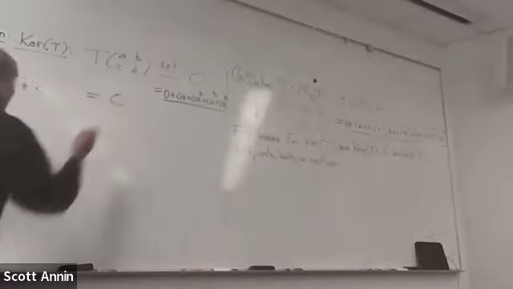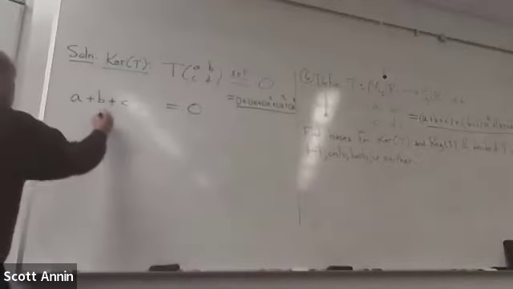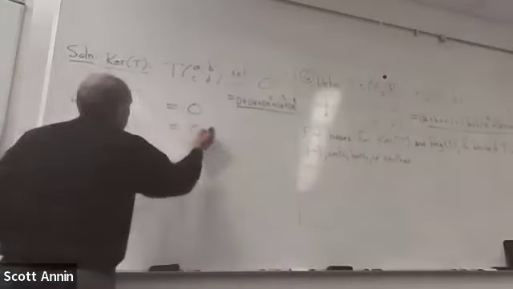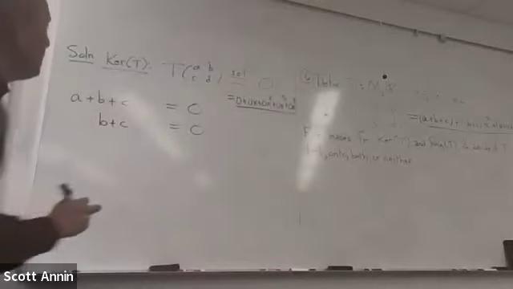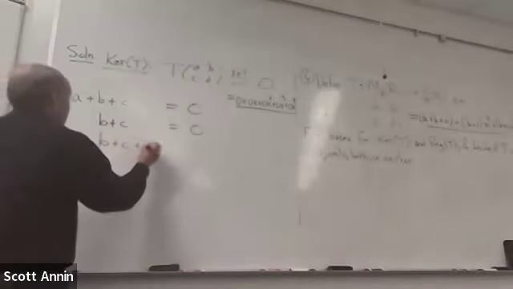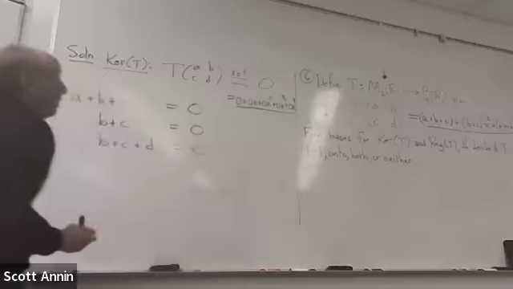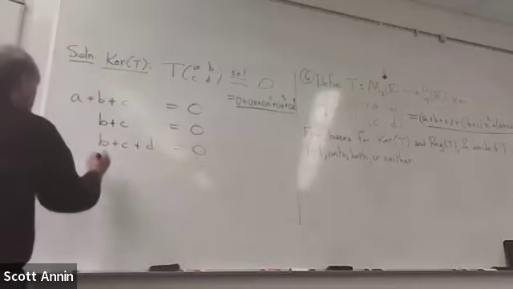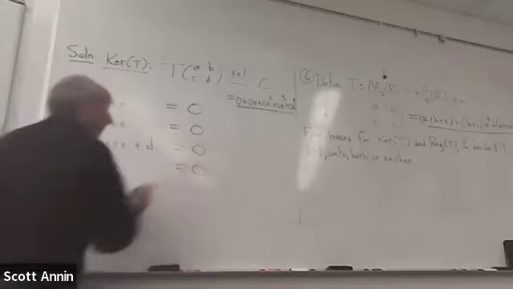So if I write that out, I'm going to create some equations here. A plus B plus C equals 0, right? And then B plus C should equal 0. And then B plus C plus D should equal 0. And finally, B should equal 0.